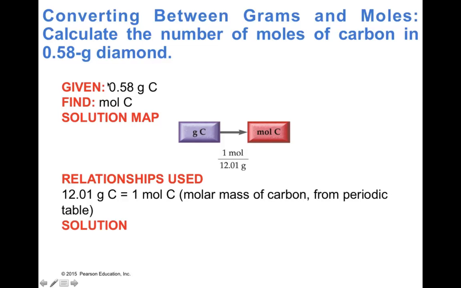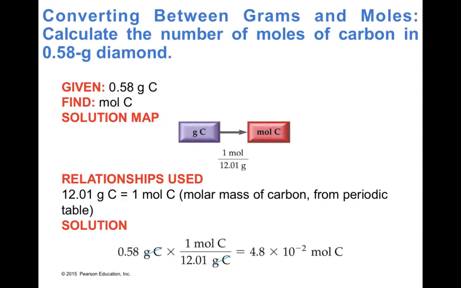So we start with 0.58 grams of carbon, and we need to put the grams in the denominator as we can see here. So there's going to be basically these two factors that we're going to use, 0.58 grams of carbon divided by 12.01 grams of carbon, and we have the moles of carbon in the numerator. That's why it is the unit for our result. And here we have how many moles we have in 0.58 grams of carbon. That is 4.8 times 10 to the power of minus 2 moles of carbon.